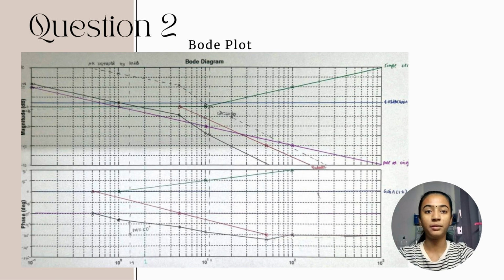shown here. The pole at the origin contributes a minus 20 decibels per decade slope. The quadratic pole further reduces the slope to minus 40 decibels per decade. The simple zero increases the slope and adds positive phase to the system.